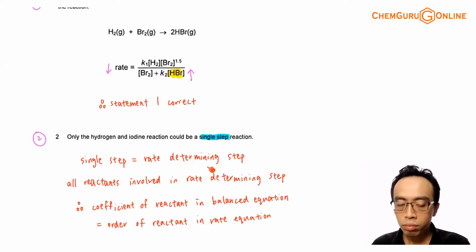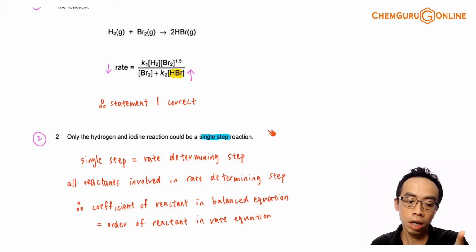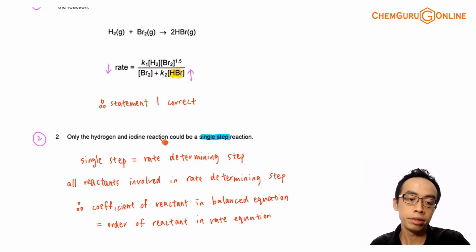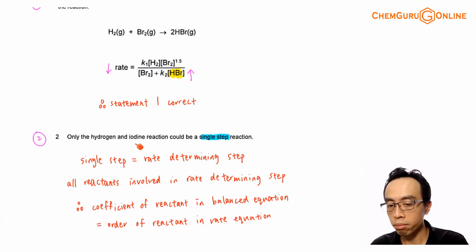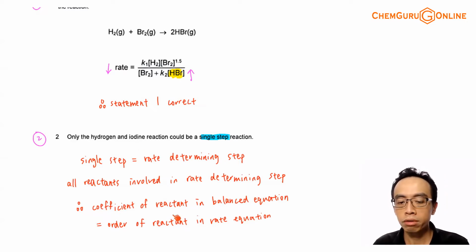And this would also mean that all the reactants have to be involved in the rate determining step, because there's only one step involved. And therefore, if your hydrogen and iodine reaction is a single step, all the reactants in the reaction involving hydrogen and iodine must be involved in that one step to give me the products. And this means that the coefficient for the reactant in my balanced equation will correspond to the order of the reactant in the rate equation.